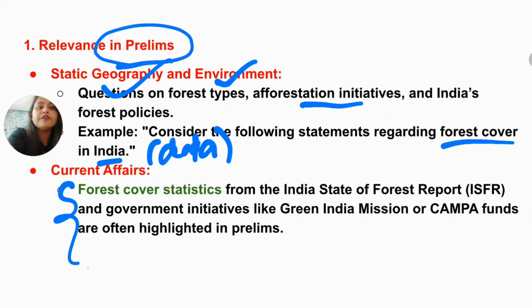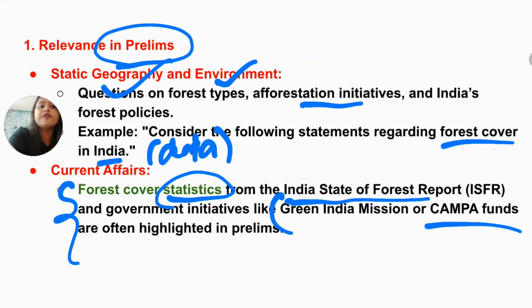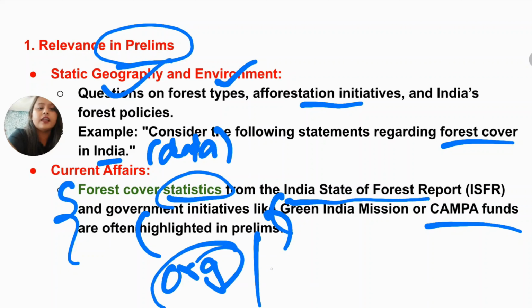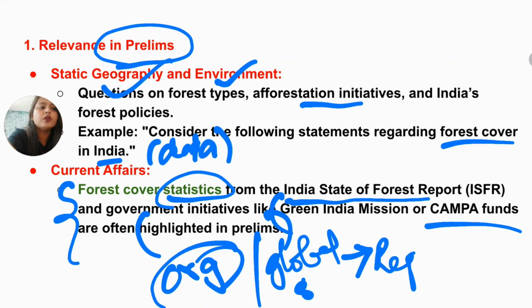And coming to current affairs, since it is mentioned in the news, one can ask about the forest cover statistics which are given by different organizations. For example, India's State of Forest Report, and government initiatives can also be asked, like Green India Mission or CAMPA funds. If there are any global organizations especially giving such kind of reports, it is important to note them down from the prelims perspective.